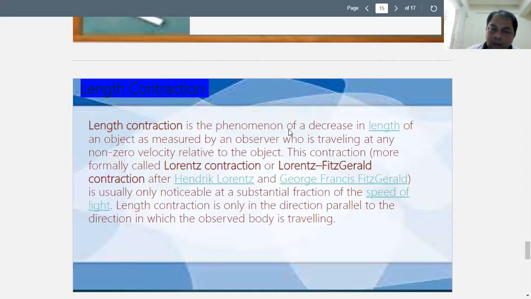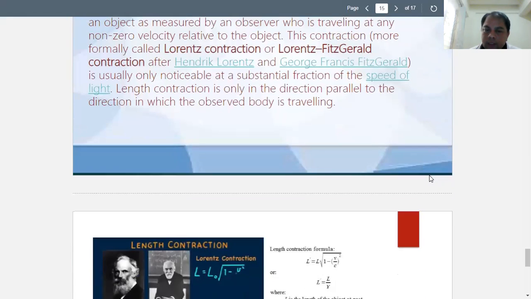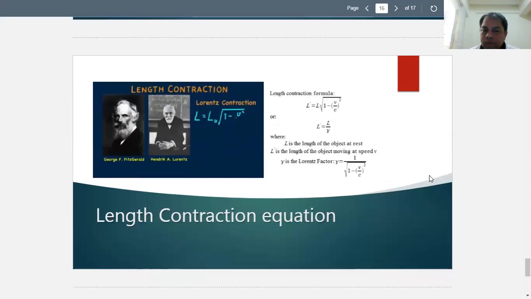So length contraction is a phenomenon of a decrease in length of an object as measured by an observer who is traveling at a non-zero velocity relative to the object. This contraction, more formally called Lorentz contraction or Lorentz-Fitzgerald contraction, is usually only noticeable at a substantial fraction of the speed of light. The length contraction is only in the direction parallel to the direction in which the observed body is traveling. So again, the case of length contraction.